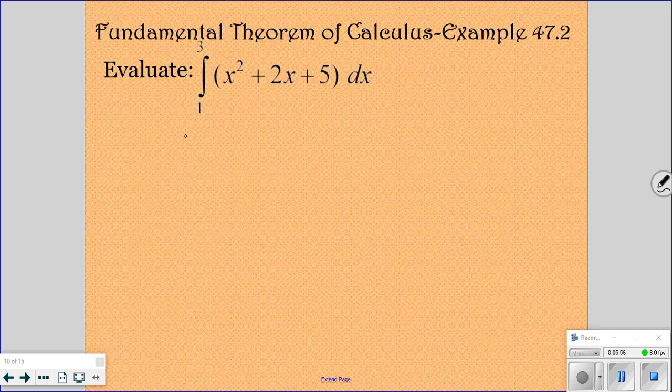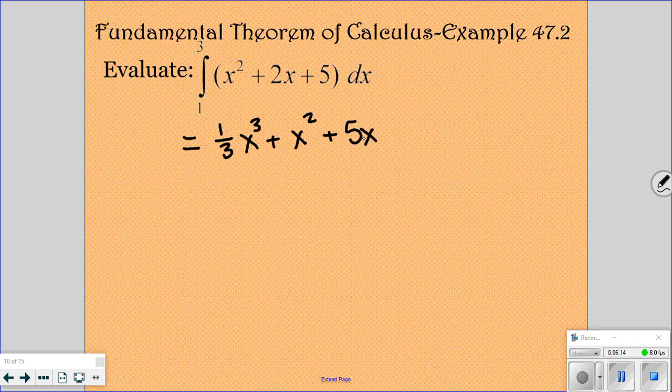So we first have to integrate. So if you integrate x squared, you should get 1/3 x cubed. If you integrate 2x, you should get x squared. And if you integrate 5, you should get 5x.